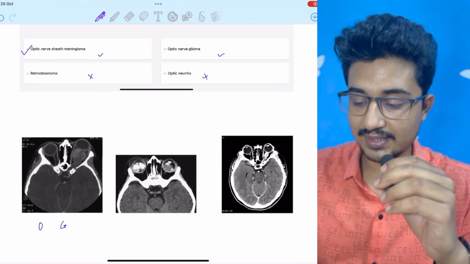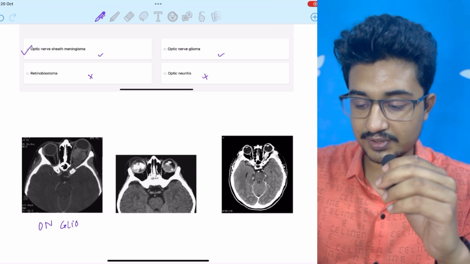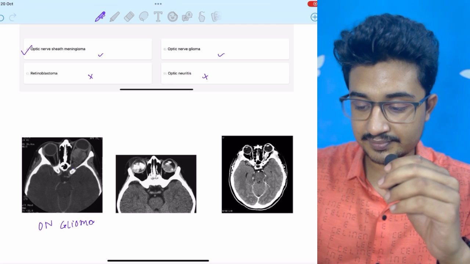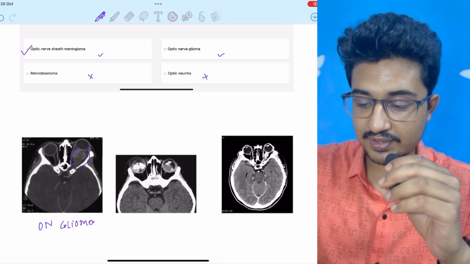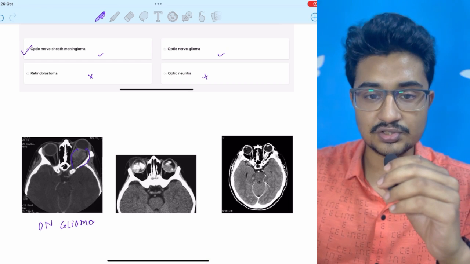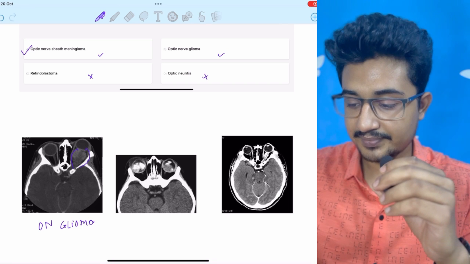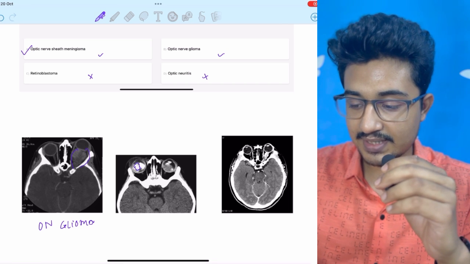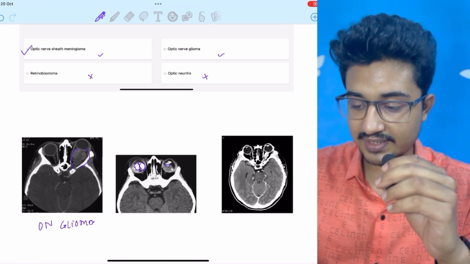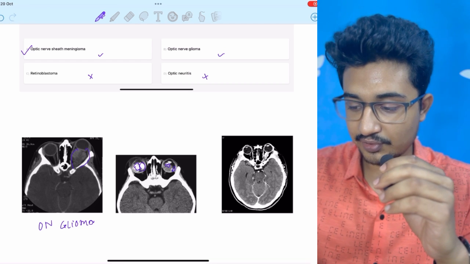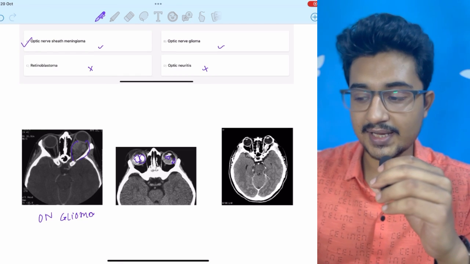Now let's see the images. This is the optic nerve glioma. The nerve has fusiform swelling, it is isodense, not tram track calcification, because there is no calcification. This is retinoblastoma. Inside the eyeball there is calcification, as I said, not involving the nerve. So this is not going to be the answer.